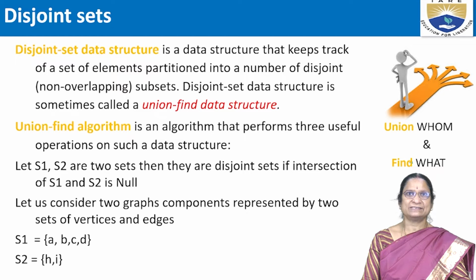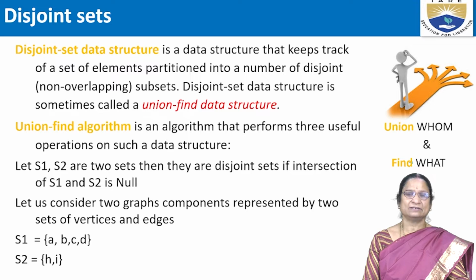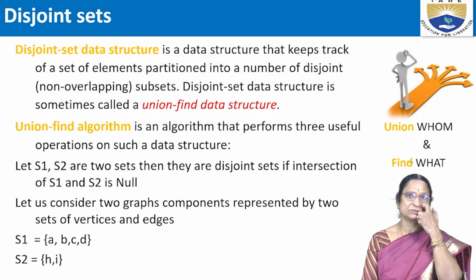So what is a disjoint set? The term itself indicates that disjoint means no common. So the disjoint set data structure is a data structure that keeps track of a set of elements partitioned into a number of disjoint, meaning non-overlapping, subsets. The main operations on this data structure are union and find. That's why this disjoint set data structure is also popularly called the union-find data structure.